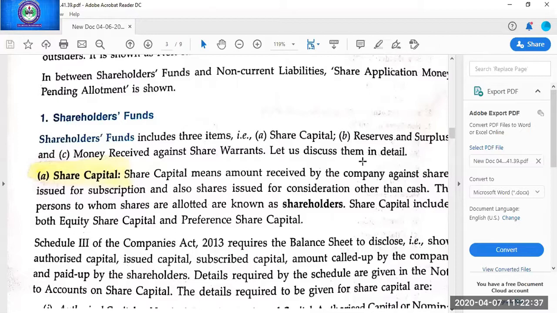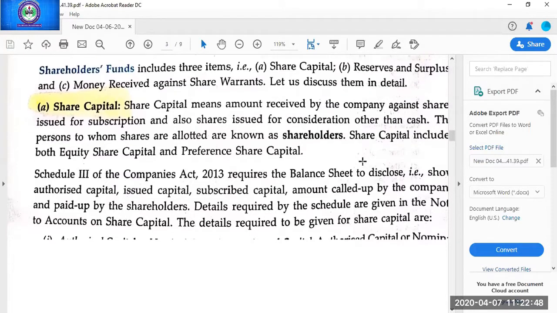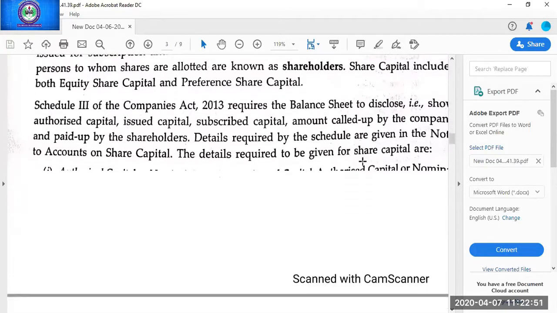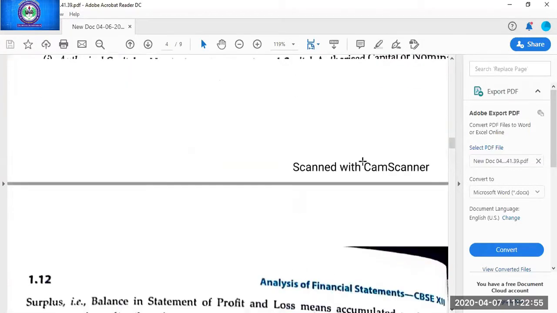Share capital means the amount received by the company against shares issued for subscription, and also shares issued for consideration other than cash. So this topic we will be doing in Book 2, Chapter 1. Here we are not considering this topic. You have to just remember one thing: share capital has two parts.